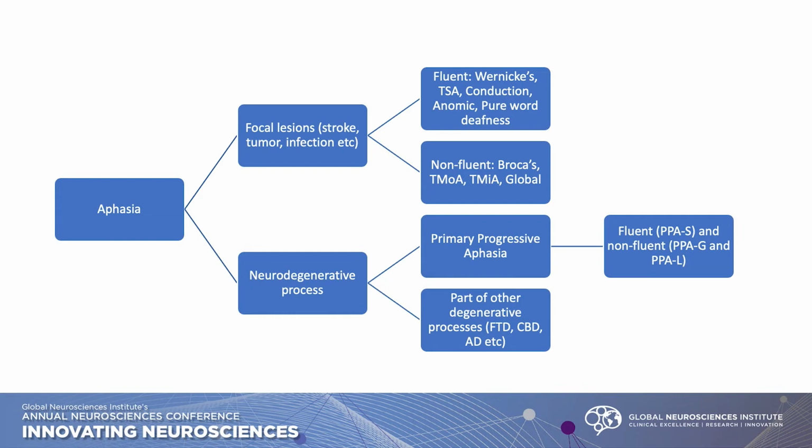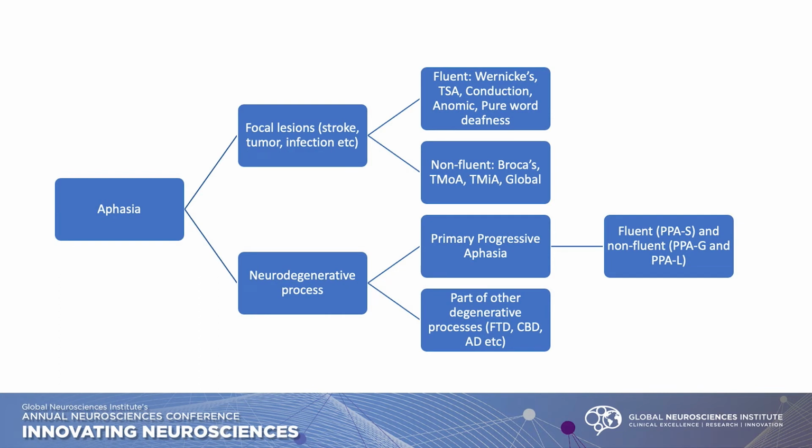But if it is a slowly progressive language impairment, then we have neurodegenerative processes, such as, if it is primarily just affecting the language network, at least initially for the first year or 2 years, primary progressive aphasia syndrome. It could be fluent or disfluent types. And again, there is a certain subtype, for example, logopenic primary progressive aphasia, that is associated with underlying Alzheimer's disease, as opposed to other types that are more associated with frontotemporal lobar degeneration. Or it could be part of other degenerative diseases, such as frontotemporal dementia, corticobasal syndrome.